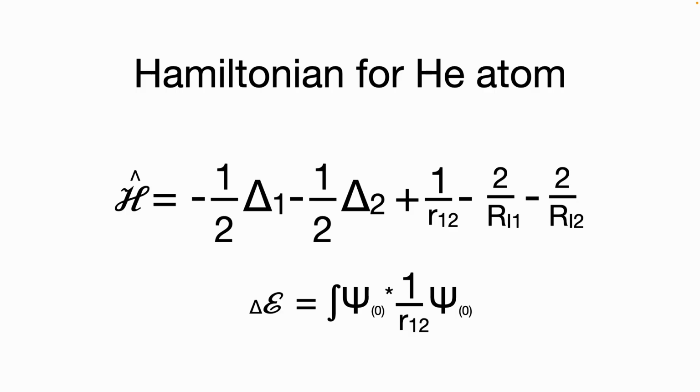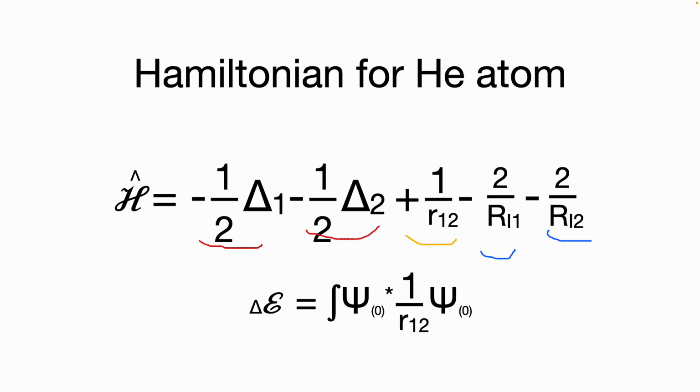And as such, this is our kinetic energy for the first electron, kinetic energy for the second electron. This is our electron-electron repulsion term. This is our electron-nucleus attraction term. This is our electron-nucleus attraction term for the second electron. Sorry, for the second electron.